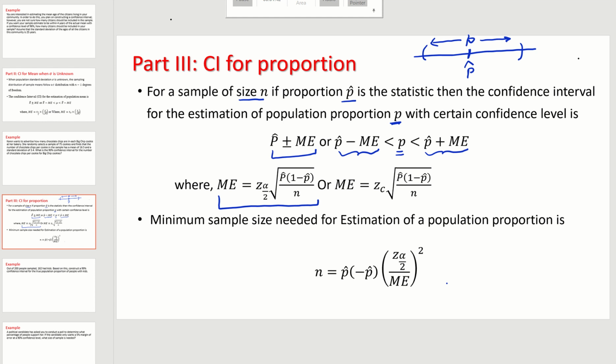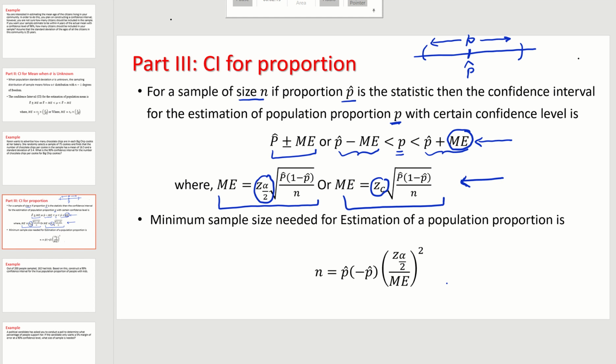Or you can substitute z alpha over 2 by z critical. So your formula will be margin of error is equal to z sub c times the square root of the quantity p hat times 1 minus p hat over n. Okay, this is the formula for constructing the confidence interval. It involves the margin of error, and we use the second formula to find the margin of error.